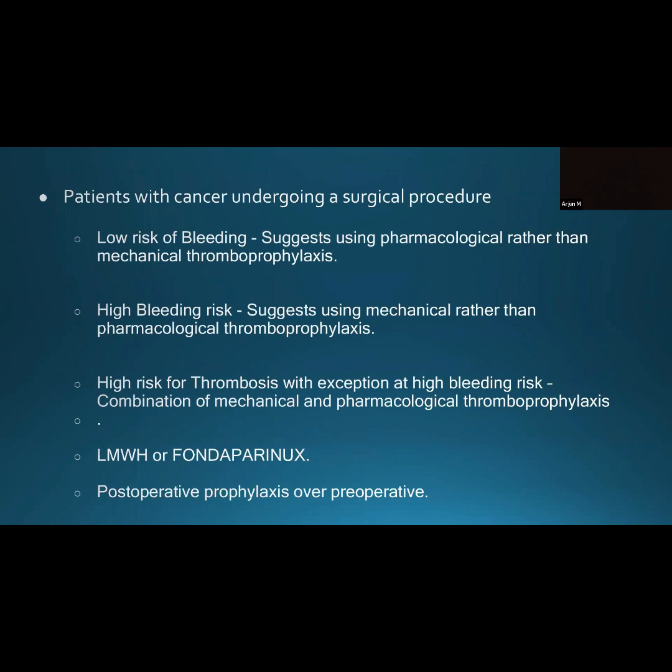Now, in patients who are undergoing a surgical procedure who are at a low risk of bleeding, it's suggested that a pharmacological measure is started for them rather than a mechanical measure. And those patients who are at the higher risk of bleeding, the guidelines suggest that we use a mechanical measure rather than a pharmacological thromboprophylaxis. However, like I mentioned, cancer patients are at a higher risk of bleeding as well as thrombosis. So those patients who are at a high risk of thrombosis, with an exception of high bleeding risk, a combination of both mechanical and pharmacological thromboprophylaxis can be considered.